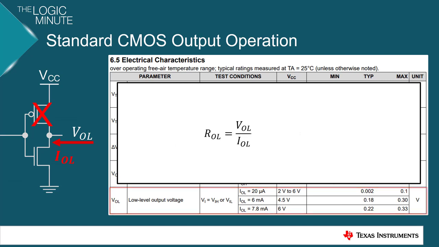For an example, I will select a supply of 4.5 volts. The measured maximum output voltage of 0.3 volts is provided for the test condition of 6 milliamps. With those two values and Ohm's law, the maximum output resistance is calculated to be 50 ohms. It's important to note that this is the maximum value across process variations and temperature.